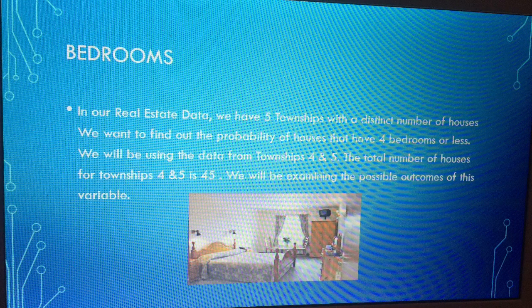For the first variable, we're going to have the bedrooms of the house. The way we're going to set this up is that the greatest number of bedrooms a house has is about 8, so we're going to be splitting that in half, basically. We're going to see the houses that have 4 bedrooms or less, and how many houses have 5 or more bedrooms. We're going to be examining the possible outcomes from the locations of townships 4 and 5.